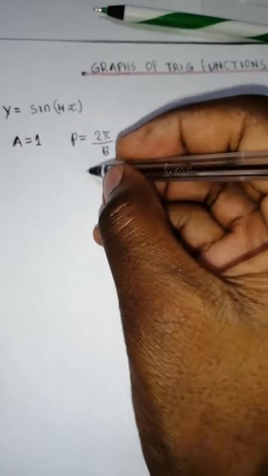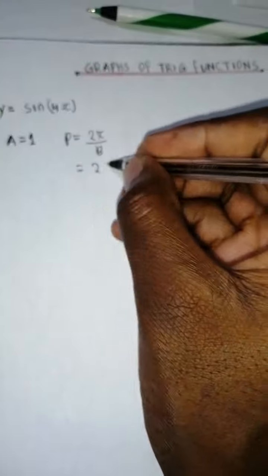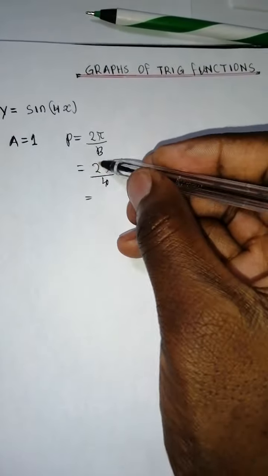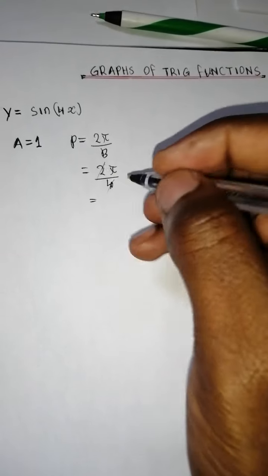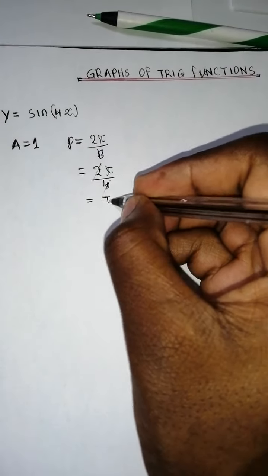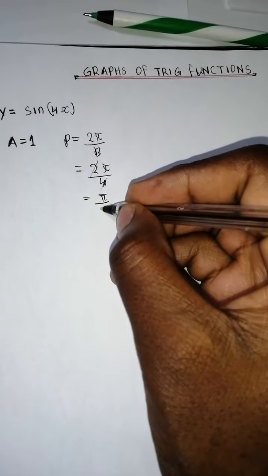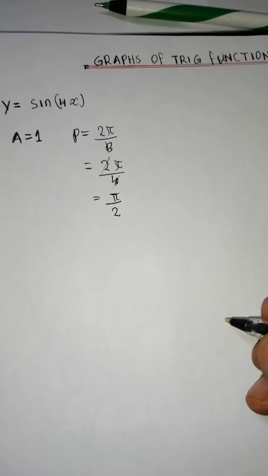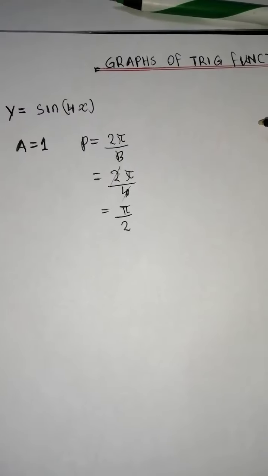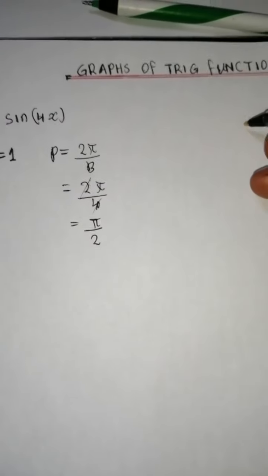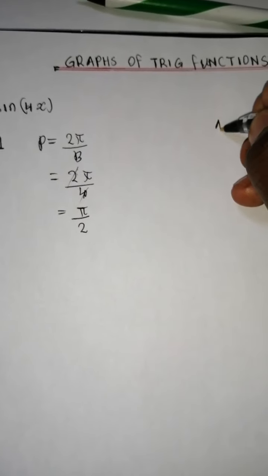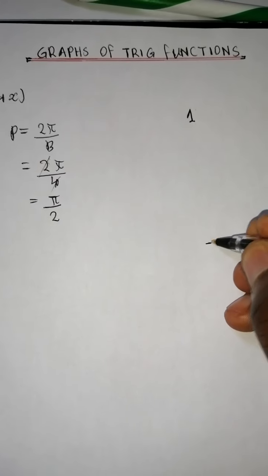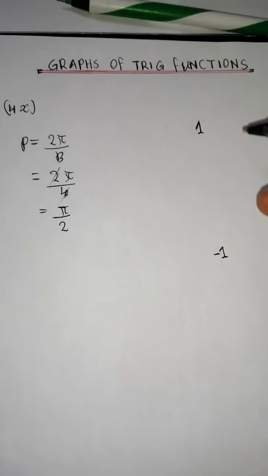In this case, it will be 2 pi over 4. We can see that 2 can go into 4, so the period will therefore be pi over 2. Now that we have this information, let's go ahead and graph this function. The upper limit will be +1, and the lower limit will be -1.